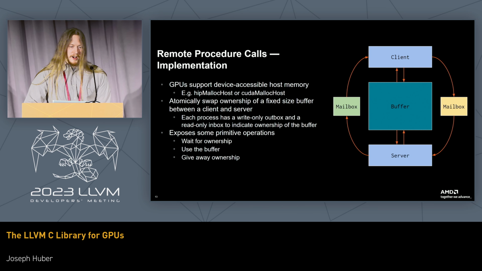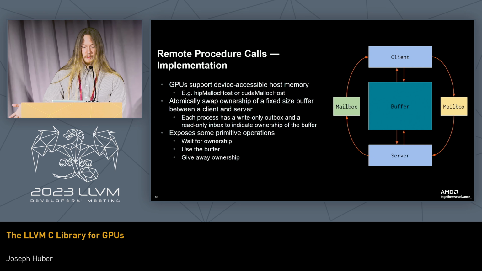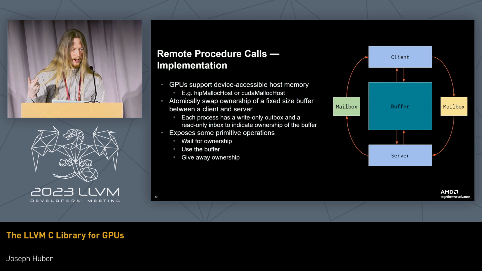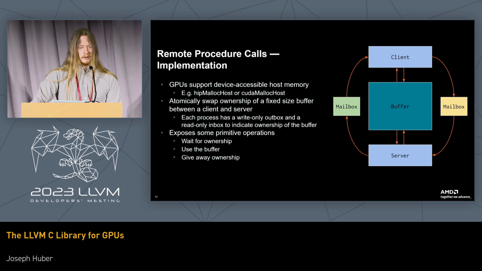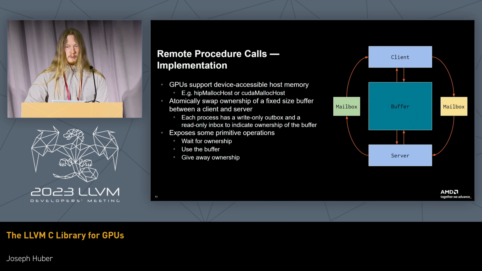I'll try to do a really high-level overview of what this looks like in practice, but pretty much all GPUs these days support some form of device-accessible host memory. This is the type of stuff you get from hipHostMalloc or cudaMallocHost. Suffice to say that this is memory that both the GPU and the CPU can access asynchronously while both are executing. And since a while back, this type of memory has also supported many atomic operations. So if you have shared memory and atomic operations, then you can do mutual exclusion on a shared buffer, which means you can swap things back and forth between a client, which would be the GPU, and a server, which would be the CPU in this case.